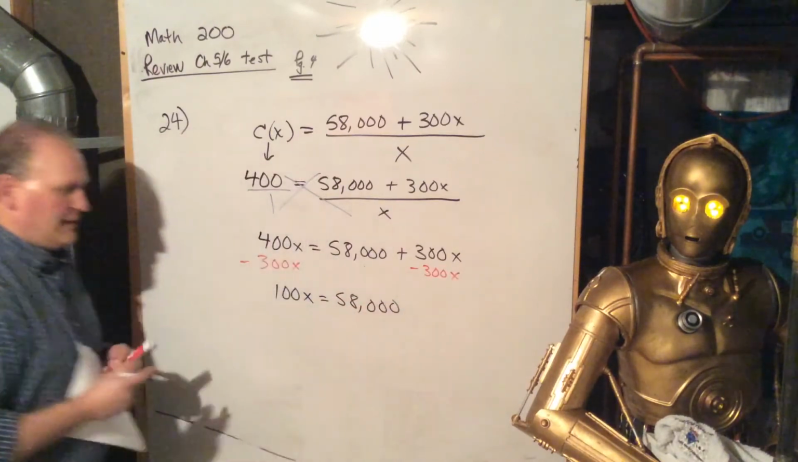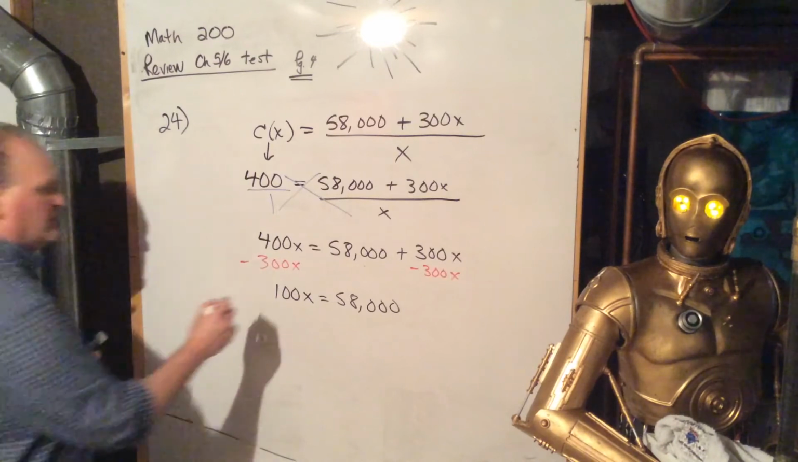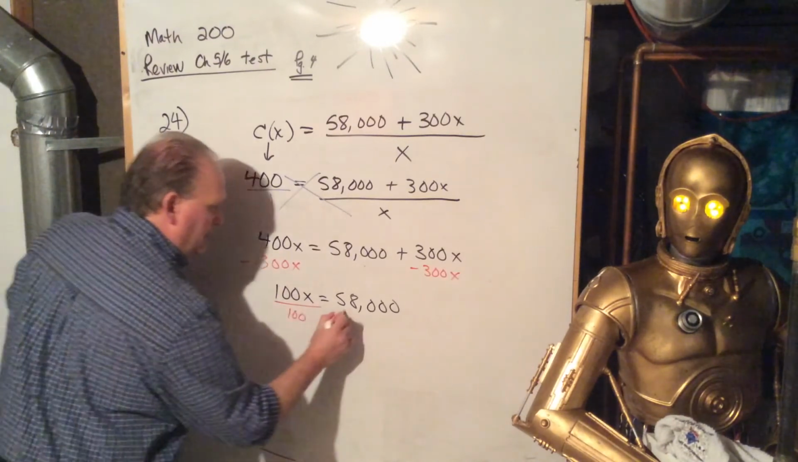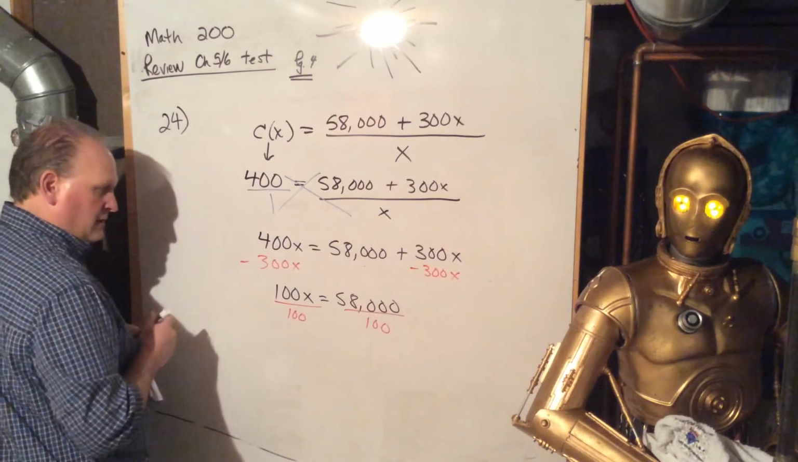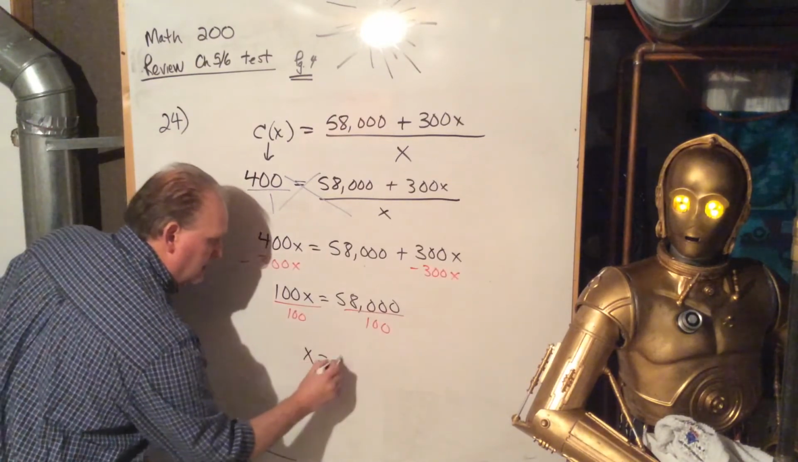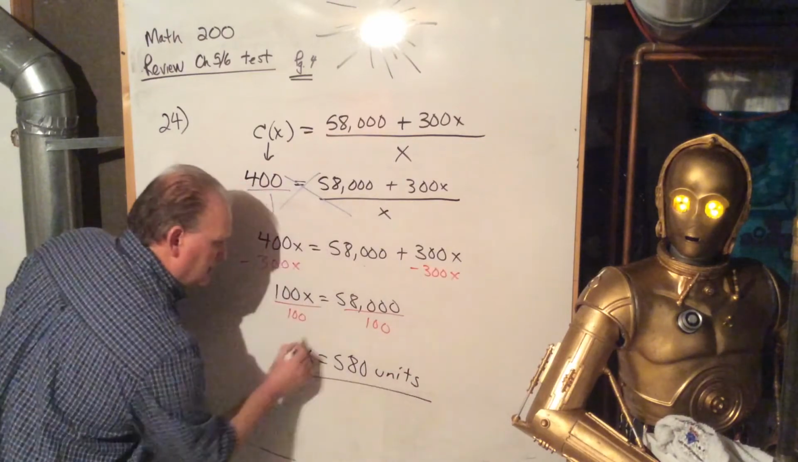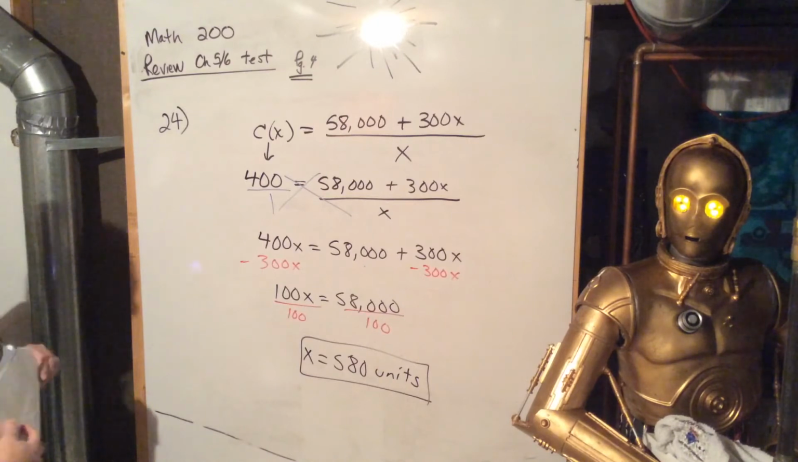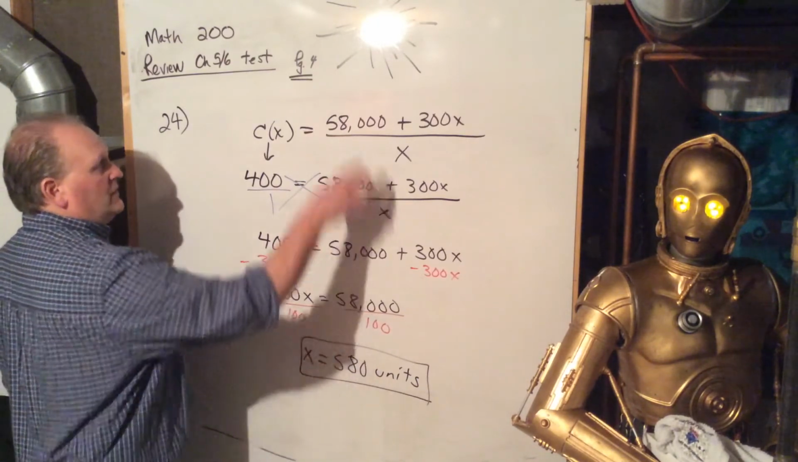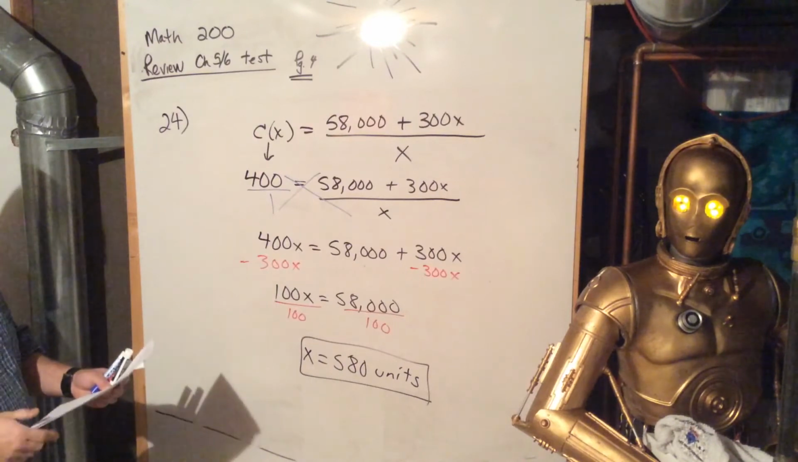Well, we don't want 100x is equal to 58,000. We want just x equals, so we're going to divide both sides by 100. And then x is going to equal 580. So 580 units is the answer for that problem. That means if you manufacture 580 units, it will end up costing per unit $400. And that was the question asked.